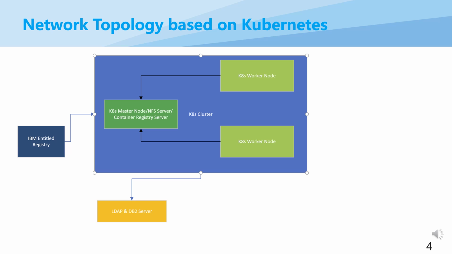So from the public internet, the Kubernetes cluster will interact with the IBM entitled registry. And also, FileNet pods will interact with the database and LDAP server in the internal network.